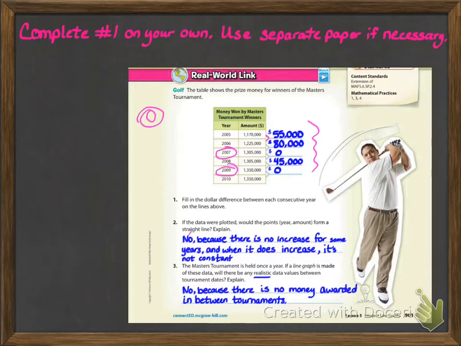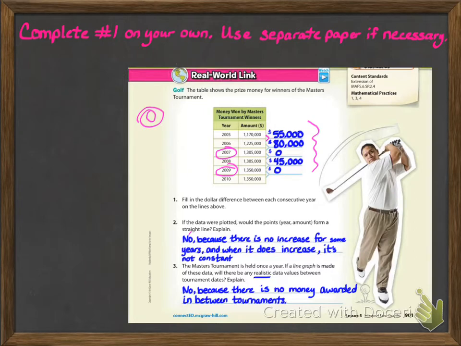Now, question number 3. You can see it already showed the answer here, but it says the Masters tournament is held once a year. If a line graph is made of these data, will there be any realistic data values between tournament dates? Explain. Here you can see it says no, because there's no money awarded in between tournaments. What that is telling us is the tournament is only held once a year.